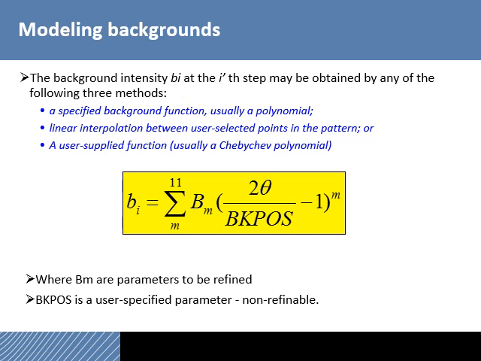I think we previously talked a little bit about backgrounds. For the most part, backgrounds are determined in one of 3 ways. You can specify a background function, which is usually some high order polynomial. You can do a linear interpolation between user selected points in the pattern. That's where you are basically picking points at the bottom of the pattern and then using some kind of interpolation function to draw the line between those points. Or you can use some kind of user supplied function, and that's usually a Chebyshev polynomial. This math equation is just to show that you're summing the background positions across the entire pattern.